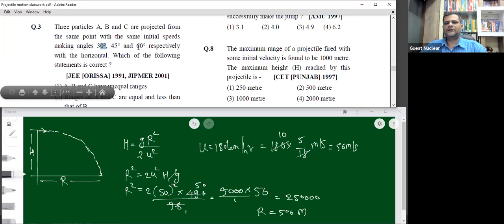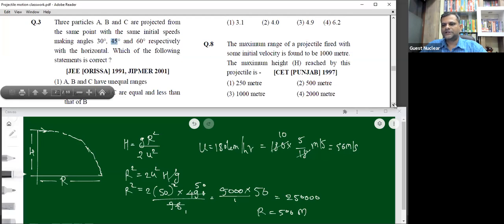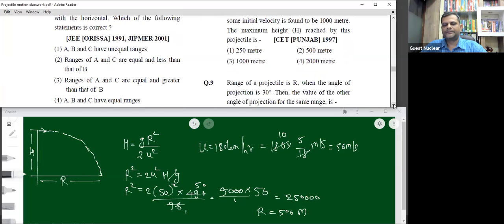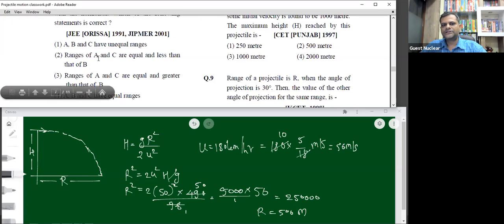देखो 30 से और 60 से जो रेंज हमको मिलेगा वो सेम रहेगा और 45 से जो मिलेगा वो सबसे ज्यादा रहेगा. ओके, select the proper option then. The ranges of A and C are equal and less than B. करेक्ट है? A और C का रेंज इक्वल होगा और वो जो भी होगा वो B से मिलने वाले रेंज से छोटा होगा, क्योंकि B से हमको मैक्सिमम रेंज मिलेगा क्योंकि B को हमने 45 डिग्री से थ्रो किया है.